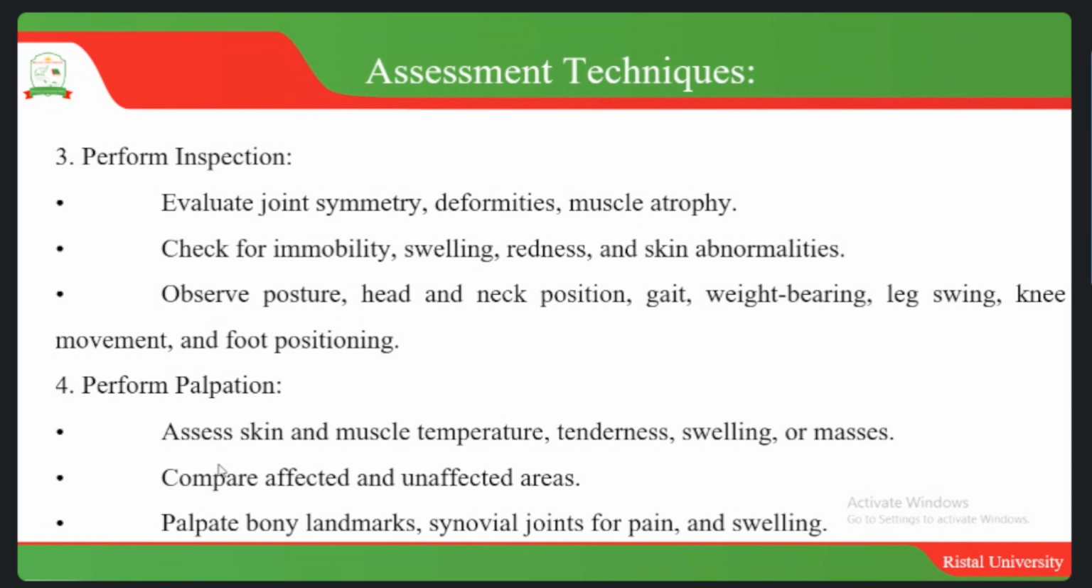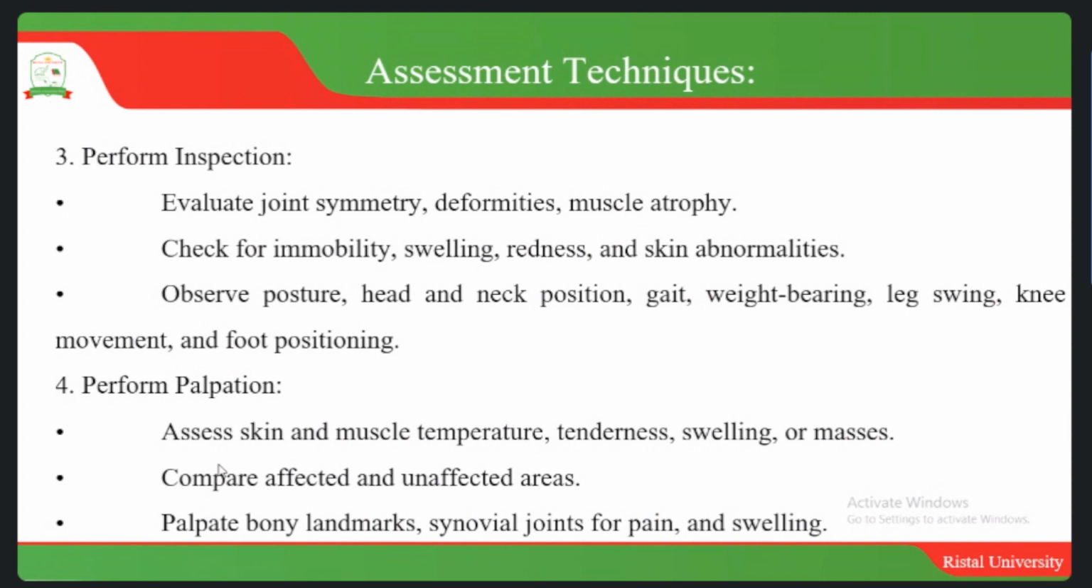Then also perform palpation. Palpation, you have to palpate by touching and feeling. So you assess the skin and the muscle temperatures. You can find maybe if there is inflammation, that part can be feeling hot. You can touch and you find that this place is having a lot of heat inside, which can be a sign of inflammation. And there can be tenderness. As you touch, the patient may reflect pain inside.